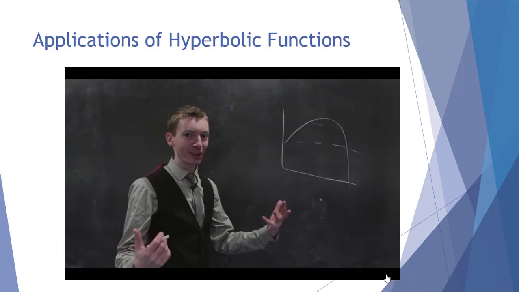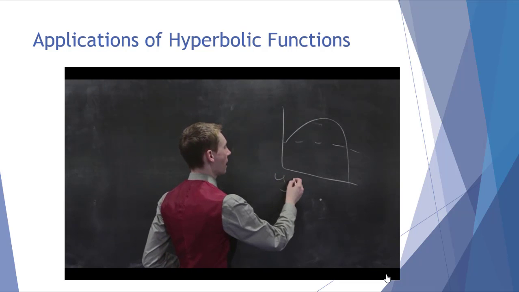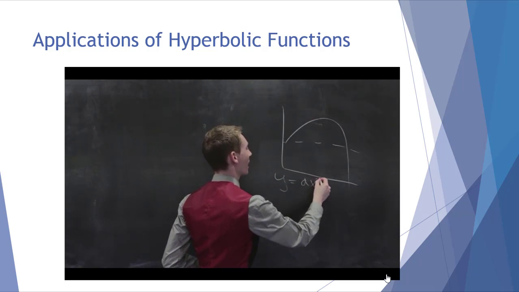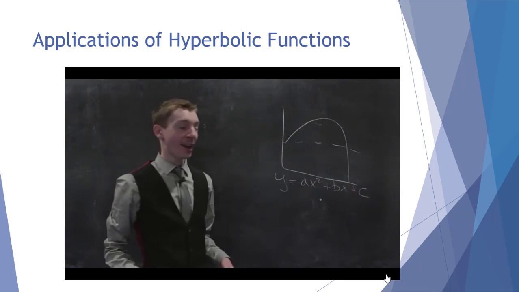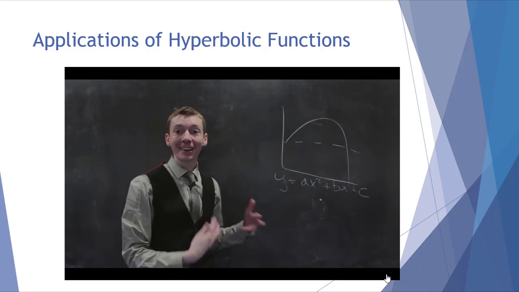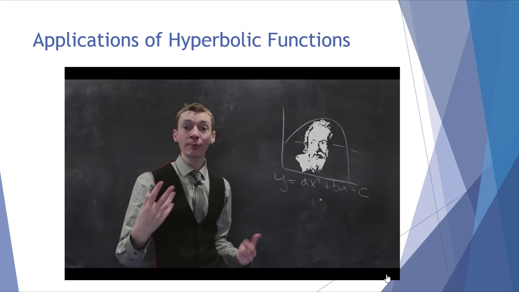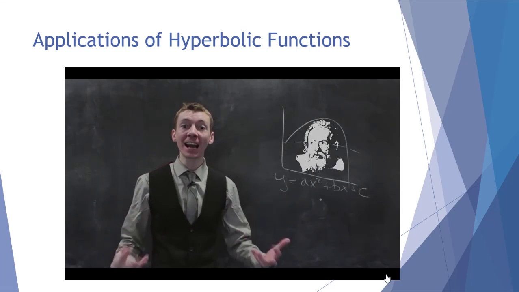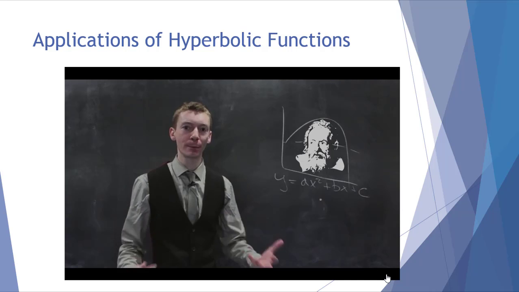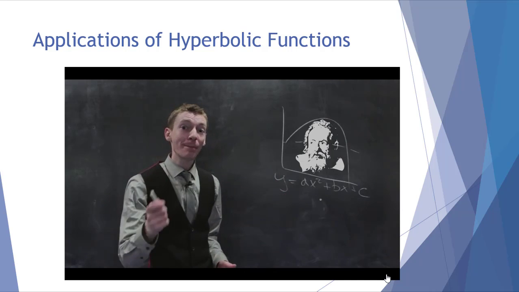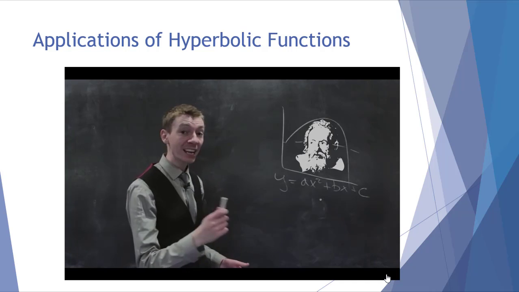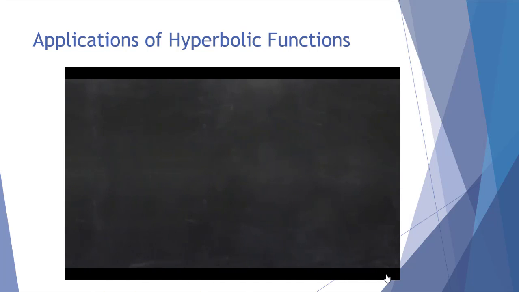Its mathematical description is y equals ax squared plus bx plus c. By eye alone, it looks like a catenary. Galileo realised that the curve of a free hanging chain was very similar to a parabola, but something was amiss. The mathematical description of a catenary is actually quite different.